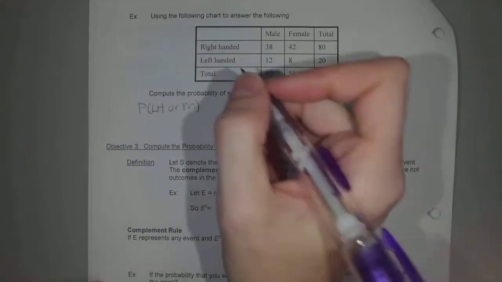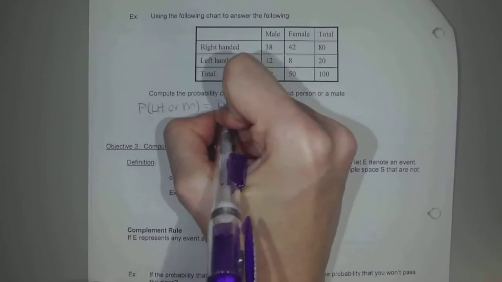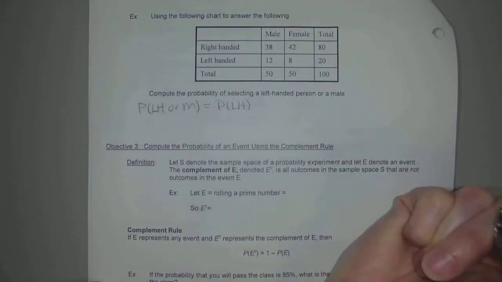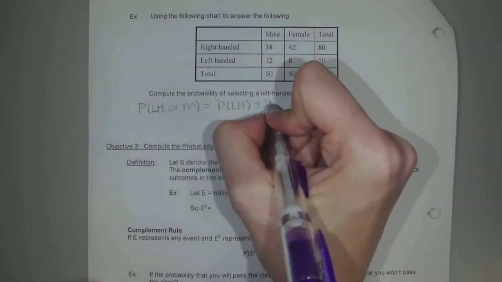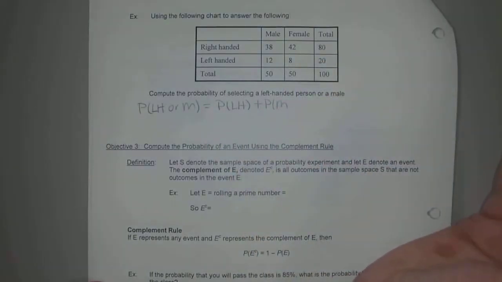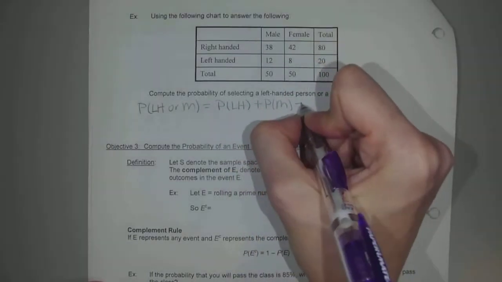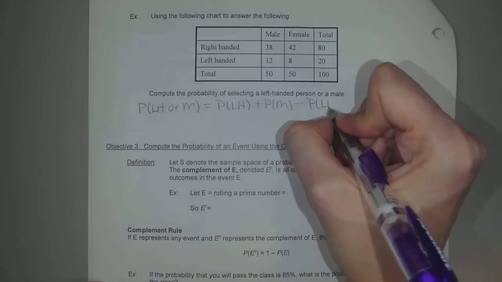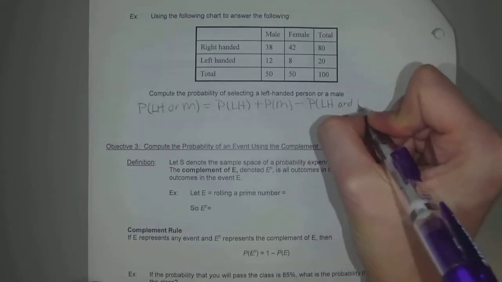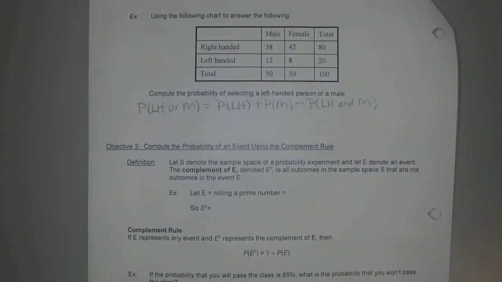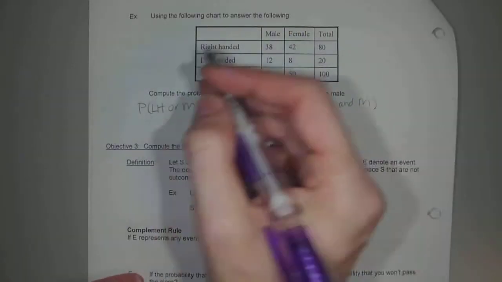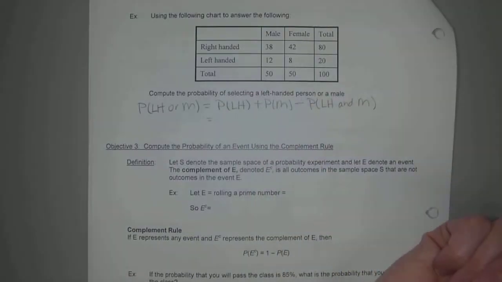So according to the general addition rule, it's the probability of the first, a left-hander, plus the probability of the second, just a male, not specific, just any male, minus the probability of getting a left-hander and a male. Okay? So it's the probability of the first plus the probability of the second minus the probability that you could get one that is both. All right? So we're choosing from everyone. So what's our denominator for everything?